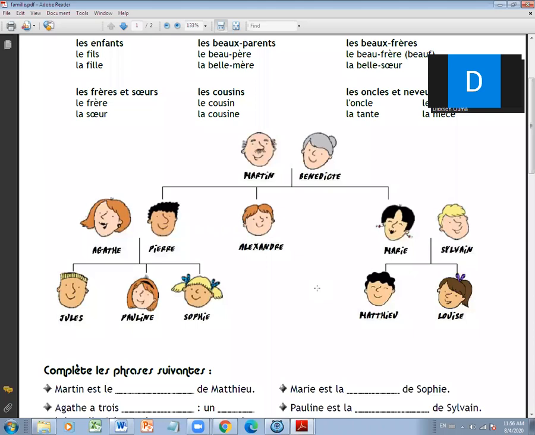Now, I want to ask you a question based on what we have learned. Remember Pierre, Alexander, and Marie. Marie is a lady, a female. My question is, how is Pierre calling Marie? How is Pierre calling Marie? My sister. Yes, in French, ma sœur.